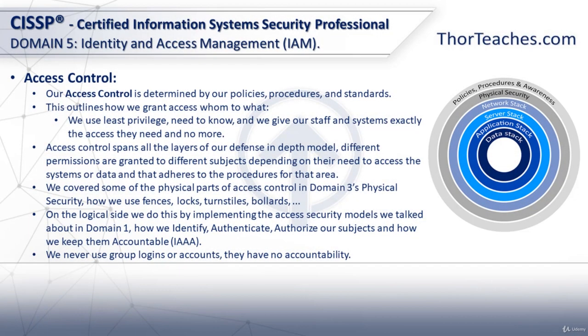Our access control is determined by our internal policies and procedures and the industry standards we need to adhere to. And we use them to outline who we give access and what we give them access to. This is where we can use mandatory, discretionary, role-based, or attribute-based access control. We can use least privilege, need to know, and we choose the implementation that makes sense in our organization.